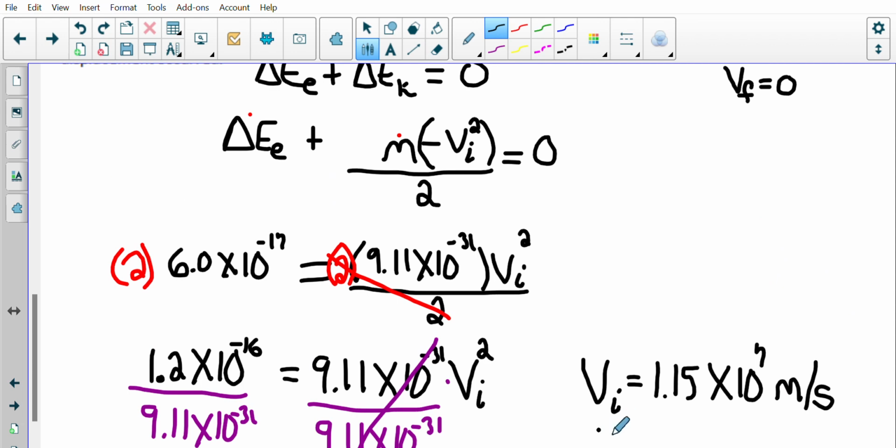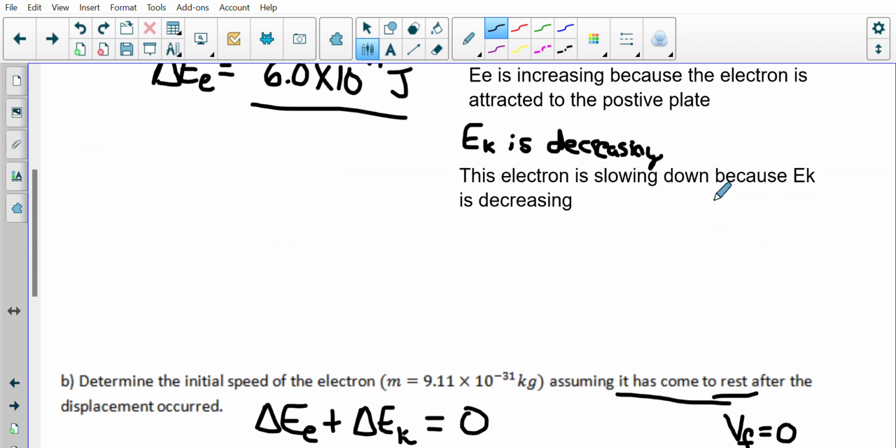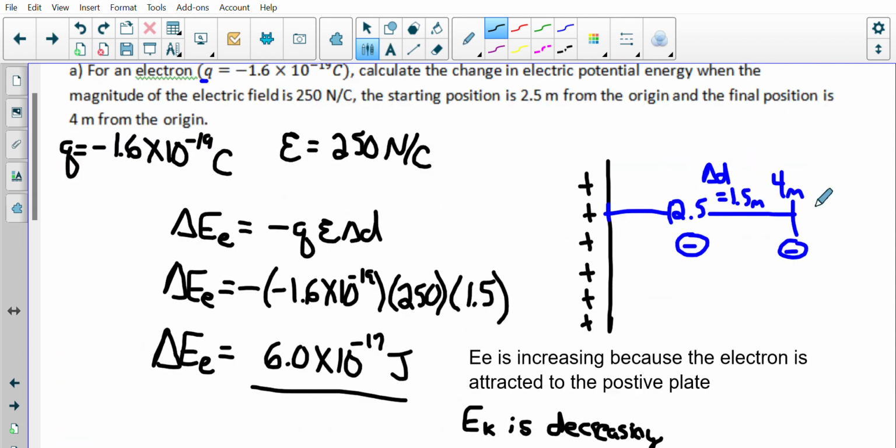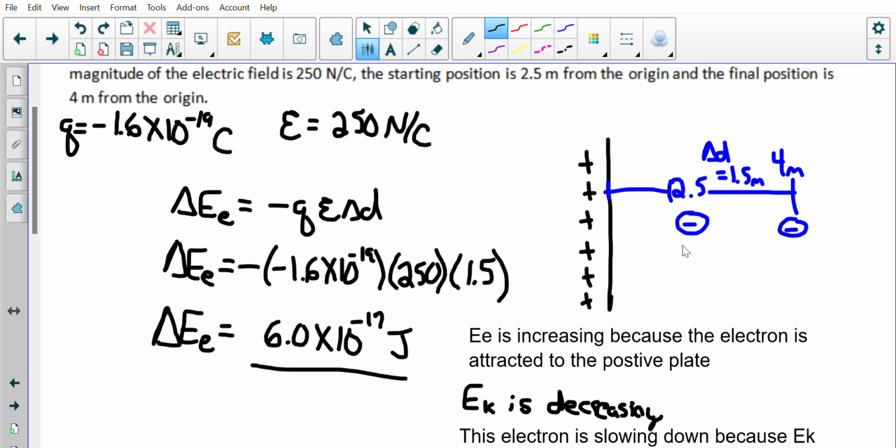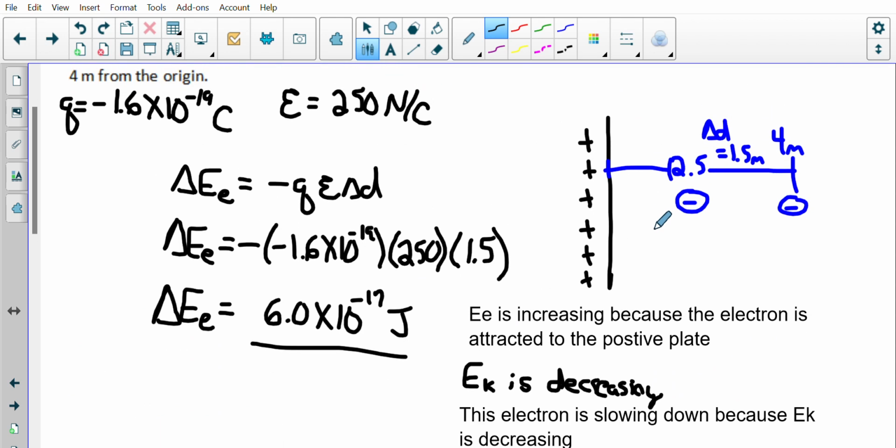So again, this is the initial velocity we found where the electron was moving away from the positive plate, but it was attracted to the positive plate, which slowed it down and eventually stopped it, in fact, this as an example B. But again, the law of conservation of energy, whatever you lose or gain in electric potential energy is what you're going to lose or gain in kinetic energy. And that is a look at electric potential energy and the movement of particles.